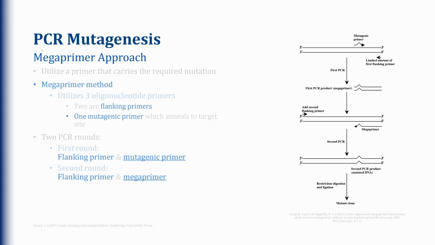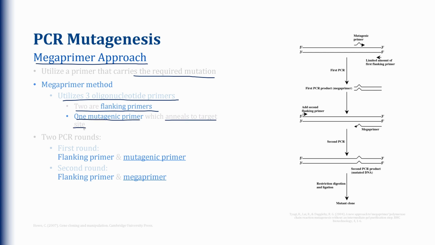Another strategy for mutagenesis is the Megaprimer approach. So here you utilize a primer that carries the required mutation. And in the Megaprimer method, you're actually using 3 oligonucleotide primers, 2 of which are flanking primers, and 1 of which is a mutagenic primer, which anneals to the site where you want to change the sequence of DNA. You also perform 2 rounds of PCR here. In the first round, you're using a flanking primer with the mutagenic primer, and in the second round, you're using a flanking primer with a Megaprimer.